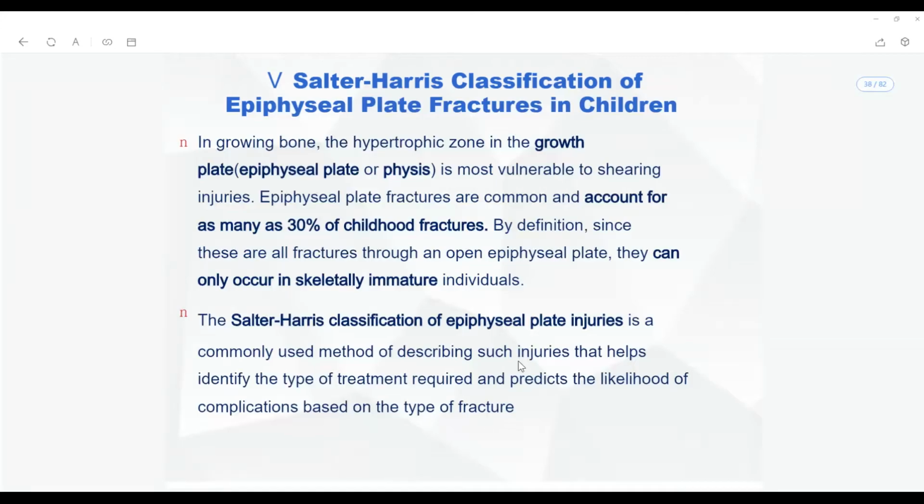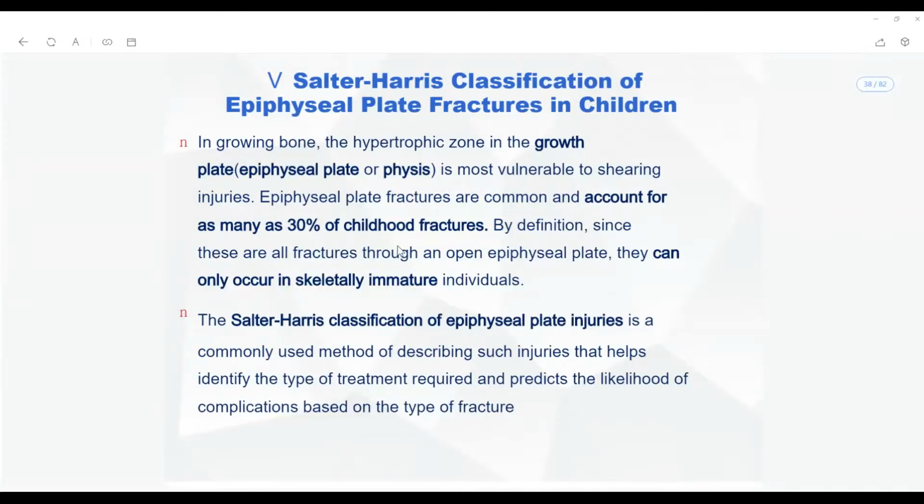You see here, in a growing tubular bone, the hypertrophic zone, or the epiphyseal plate, is present towards the epiphysis, and it is most vulnerable to shearing injuries, which are twisting injuries, and to crush injuries. In children, they get fractured very easily. All epiphyseal plate fractures make up 30% of childhood fractures.